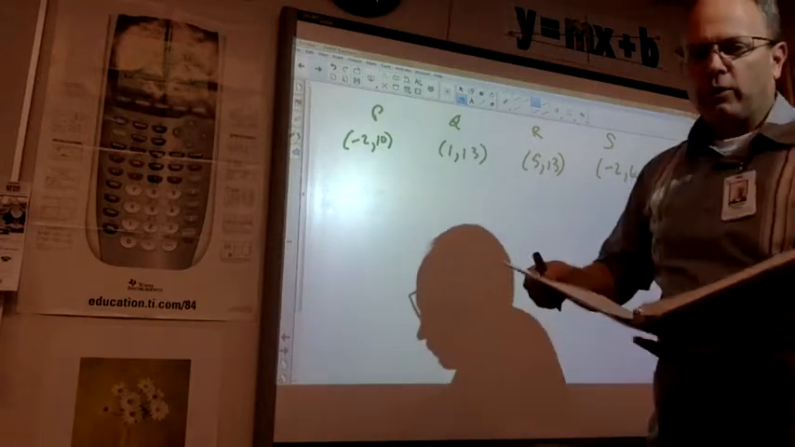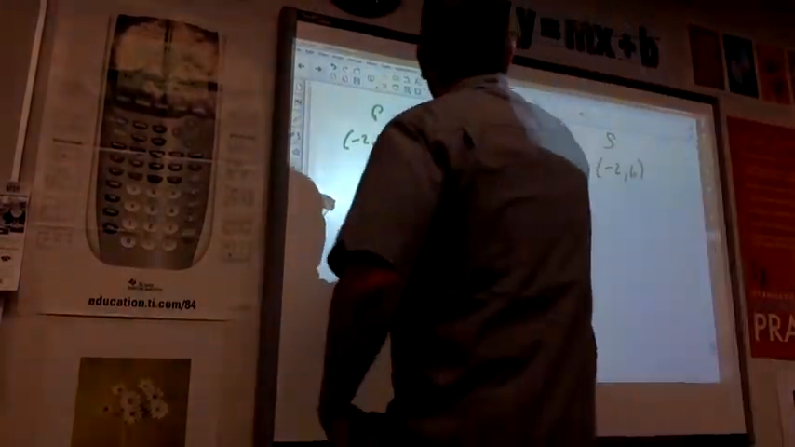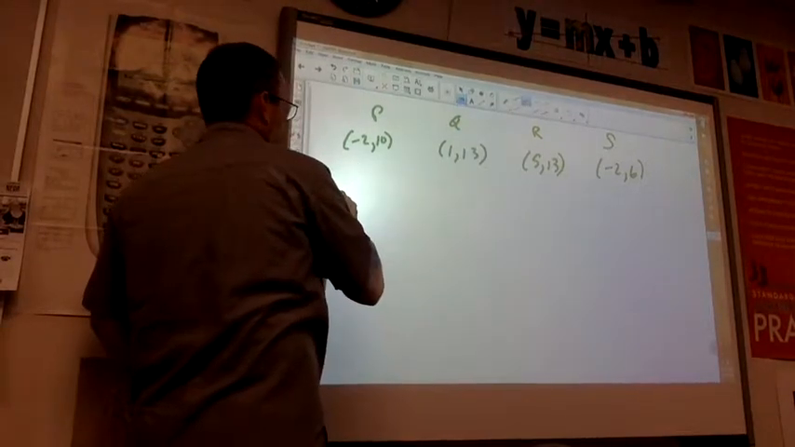So find the slopes of all four sides. Okay. The slope equation, just in case you forgot, is this.